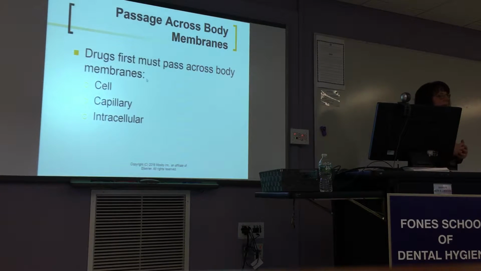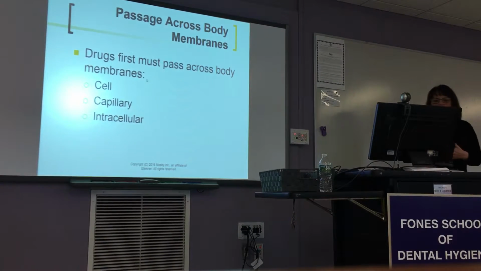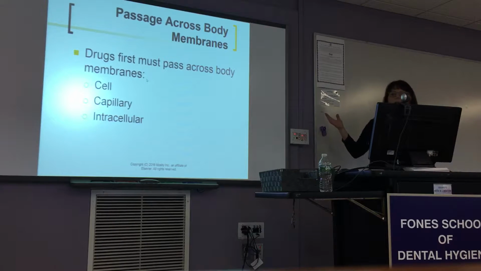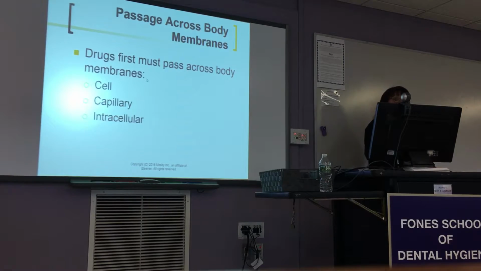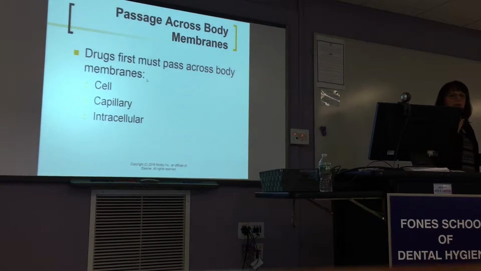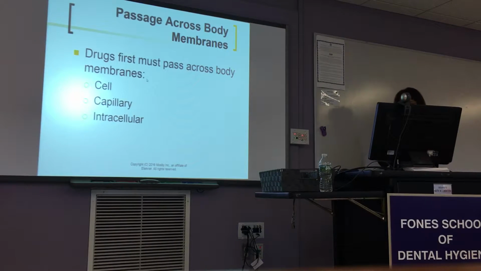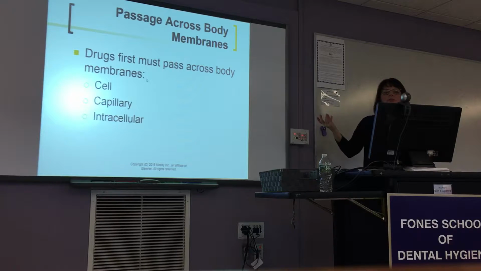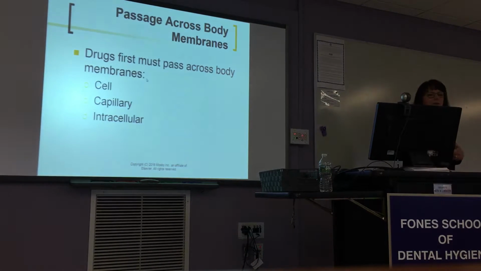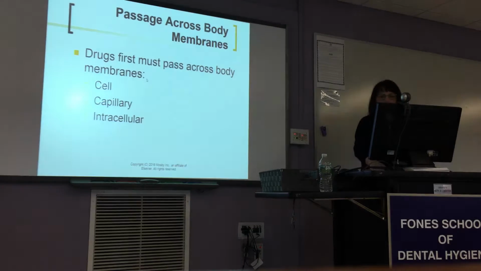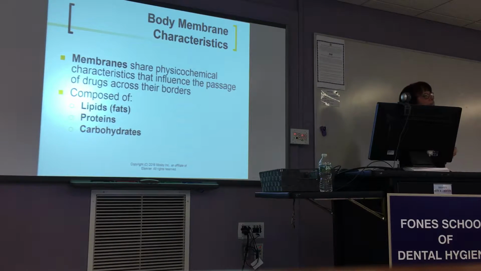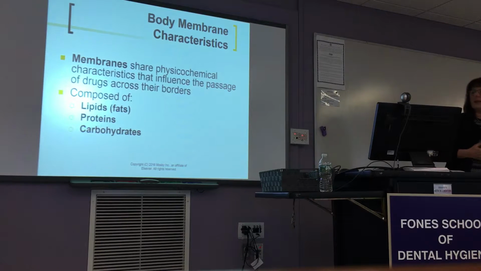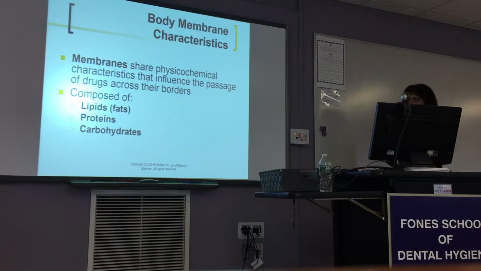So getting into the body involves going through cell membranes. And that could be into the cell. Body membranes could be the cell. It could be into your capillaries, into your blood system, and then into your veins and arteries and all of that. And it could be into the interstitial fluid between the cells. All of those different places. So we need to know a little bit about body membranes and how drugs are going to work in getting into and out of them.